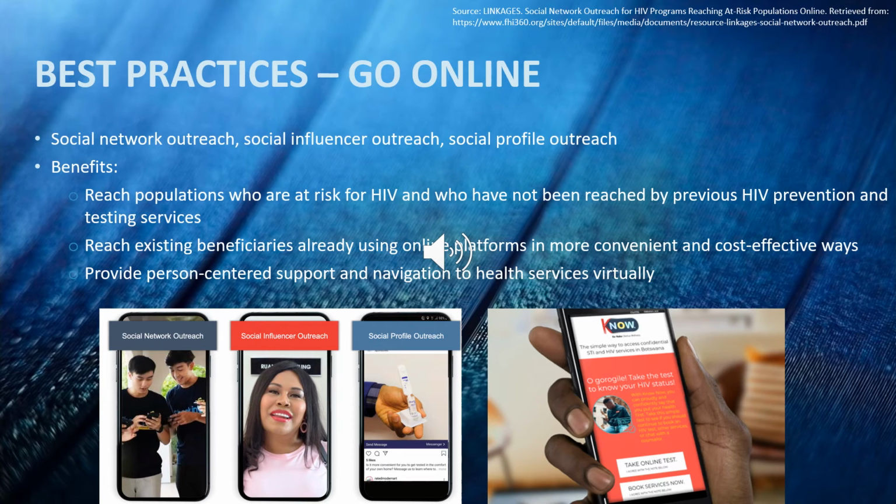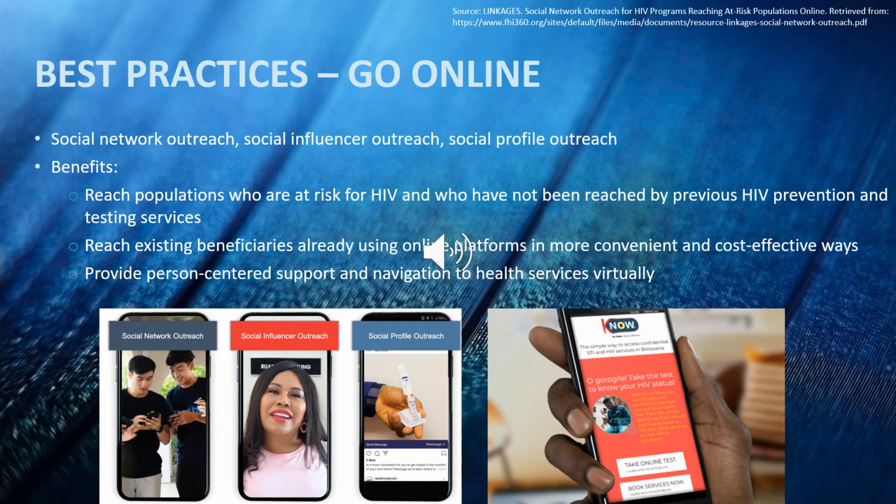This makes social network outreach more suitable for people who need more assistance or would like to interact with a person, while social profile outreach, such as online ads, does not involve human interaction and may be better for people who prefer self-navigation and privacy.